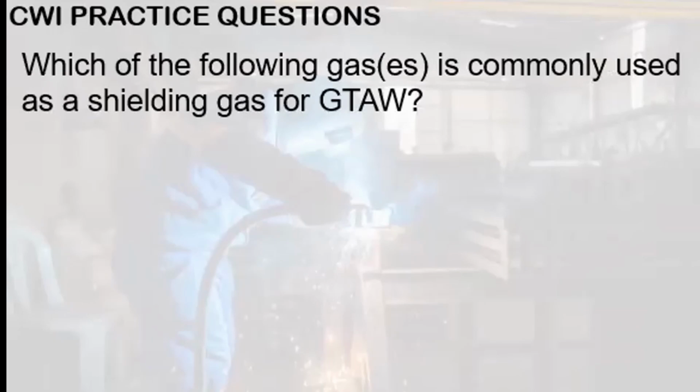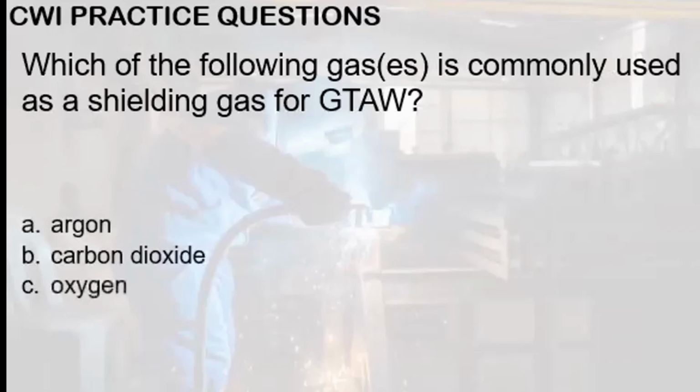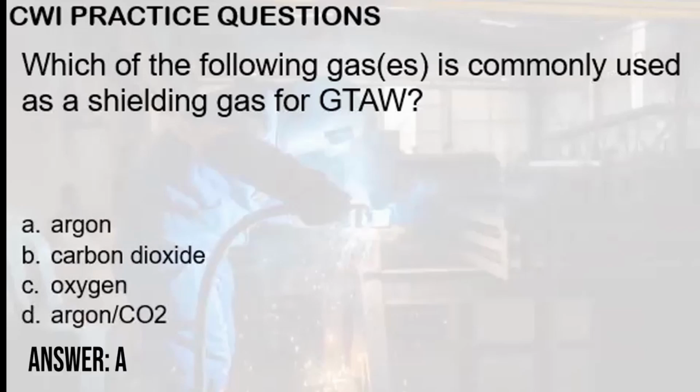Which of the following gases is commonly used as a shielding gas for GTAW, or gas tungsten arc welding, or TIG? A. Argon, B. Carbon dioxide, C. Oxygen, D. Argon CO2. Argon is the most common shielding gas because, amongst the choices, it is the only inert gas, and it is also the cheapest among all the shielding gases. Hence, it is the most commonly used shielding gas. The answer here is letter A.